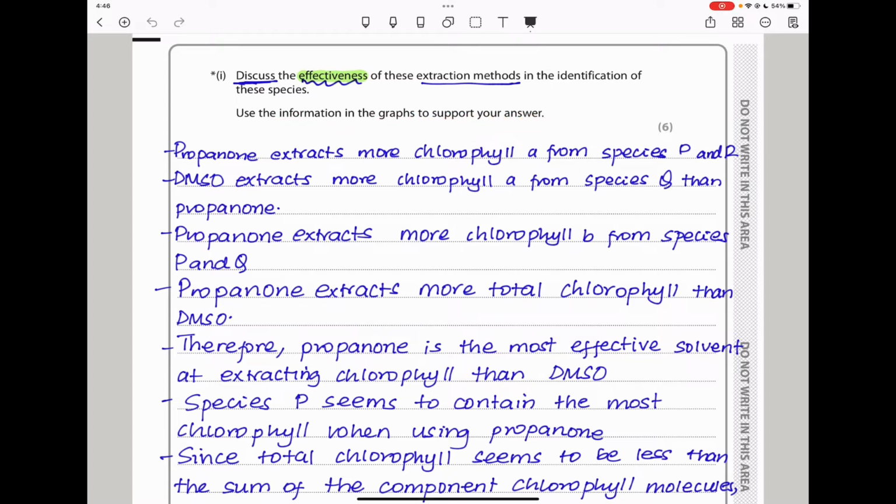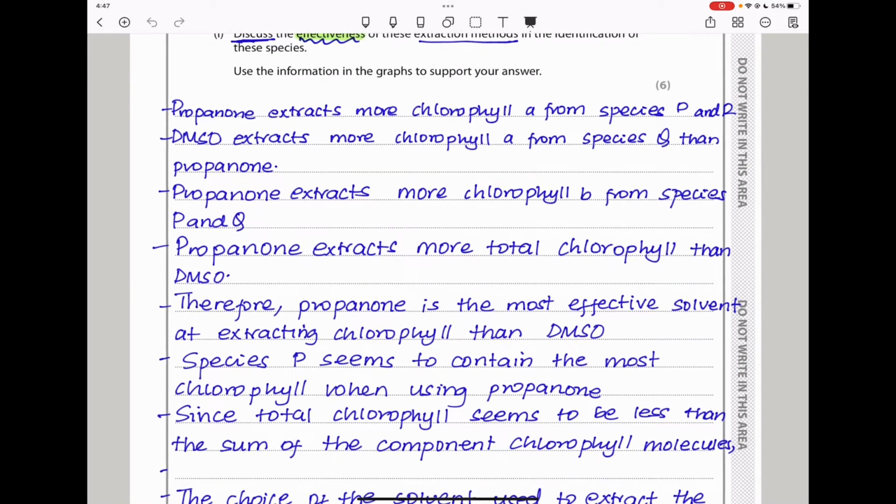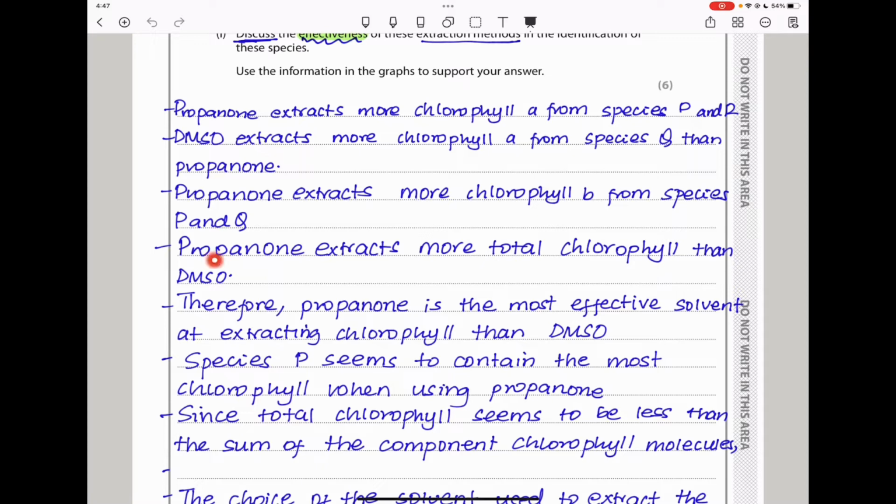So for me, I began by looking at propanone. I said propanone extracts more chlorophyll A from species P and R. This is referring to the graphs. DMSO extracts more chlorophyll A from species Q than propanone. So DMSO is better than propanone. And then we can see that propanone extracts more chlorophyll B from species P and Q. Then also when you look at the graph, you can see propanone extracts more total chlorophyll than DMSO. This part here is for all.